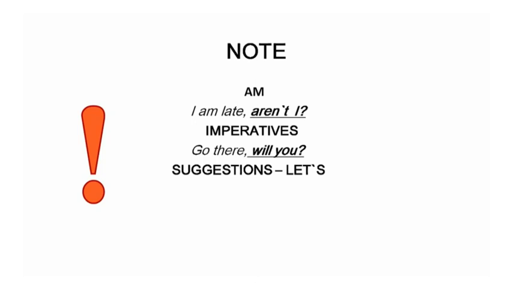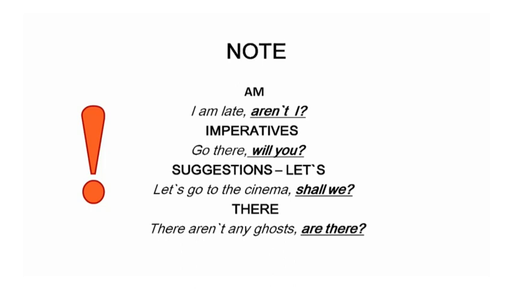With suggestions, we need to be careful. If the sentence starts with let's, we will have shall we as the correct question tag. Let's go to the cinema, shall we? And if the sentence starts with there, there is the word that will appear instead of a pronoun in the question tag. There aren't any ghosts, are there?